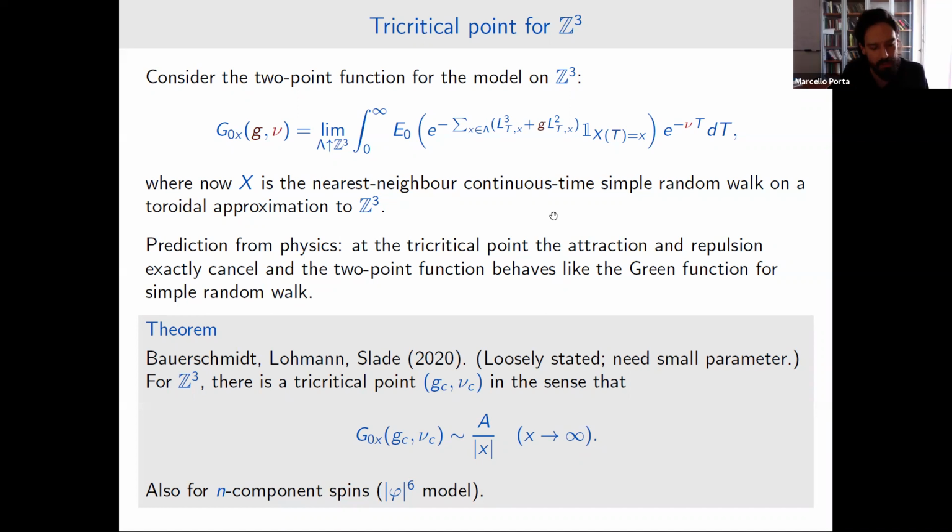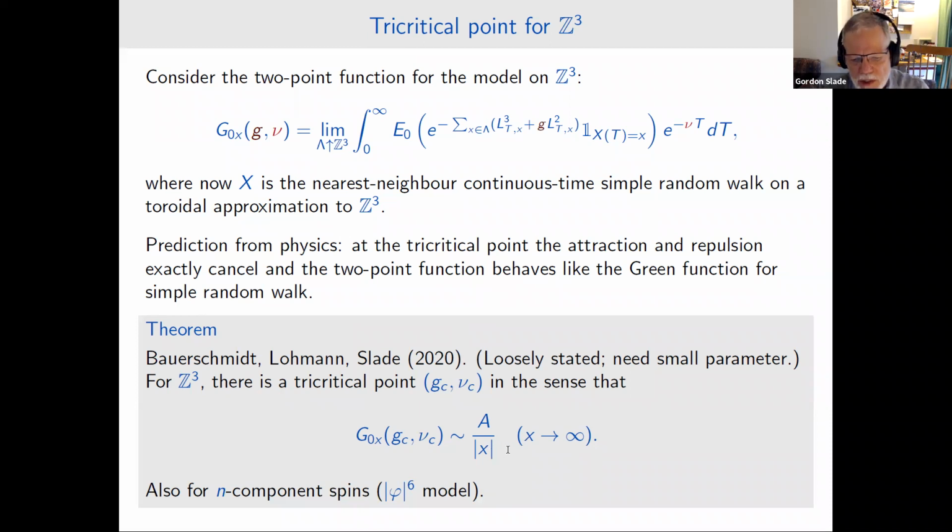And so the mean field model you studied, that you presented the result for, one should think of that as describing what happens just above the critical dimension. Yeah, so that's right. But even in 3 dimensions, the tricritical behavior is mean field.